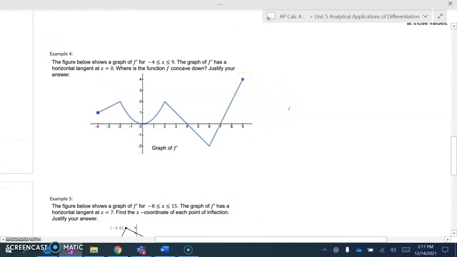So example 4, the figure below shows a graph of f prime. This is very important that this is f prime. From -4 to 9, the graph of f prime has a horizontal tangency at 0, so they're telling you there's a horizontal tangency here. Where is the function f concave down, and justify your answer. So when we are looking at the graph of f prime, and once again, it's up to you, but I like to take this and interpret it into kind of like that line graph. Now, this is the line or sign chart or whatever you want to call it for f double prime.